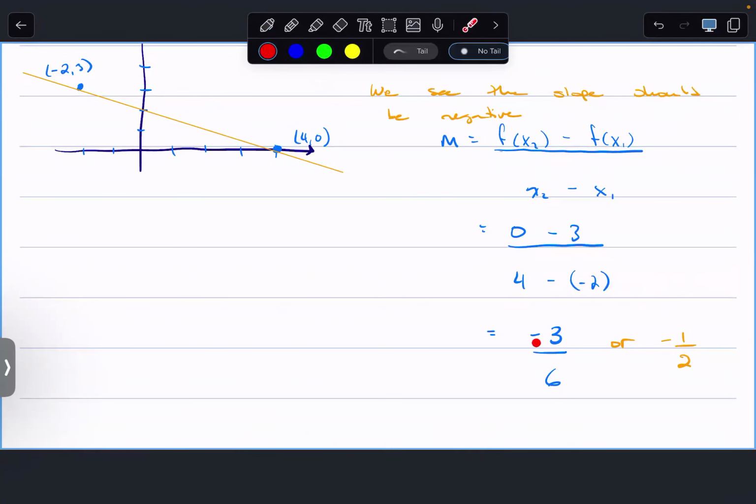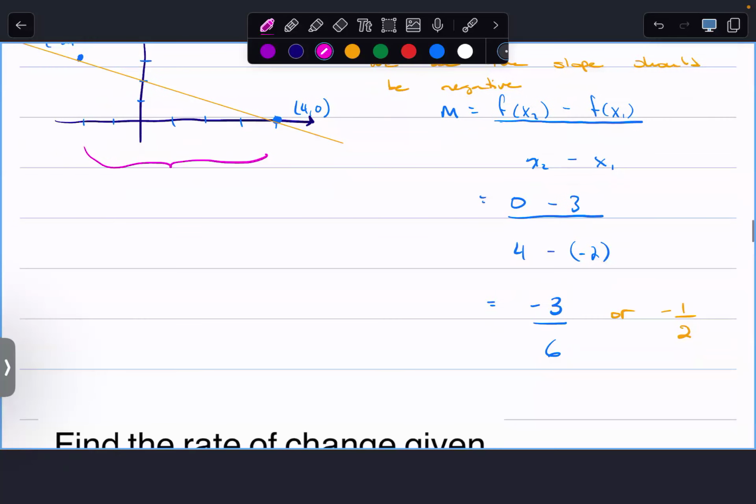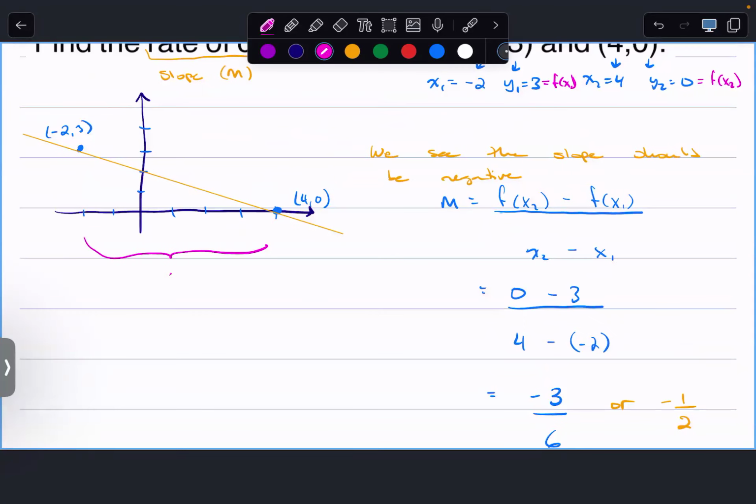Negative, right? That's good. And we can kind of talk ourselves into, okay, the rise is shorter than the run. Kind of looks like we've got it figured out. Nice. This distance here is what? 6. This distance here, 3. 3 over 6.